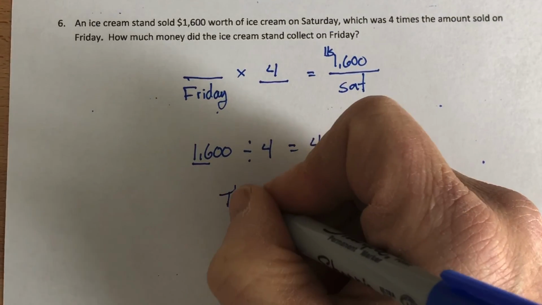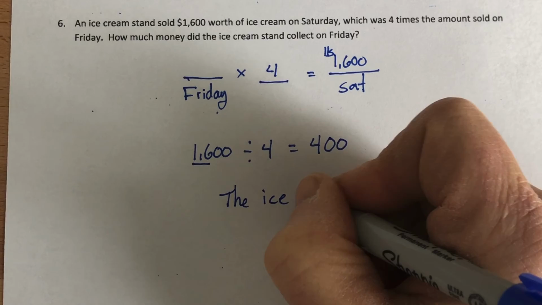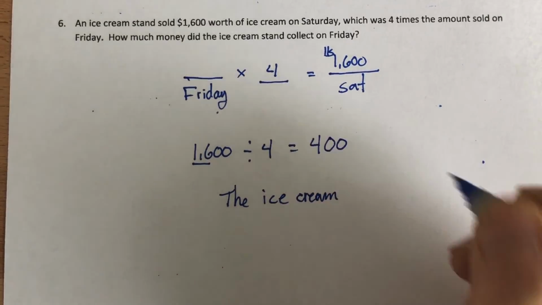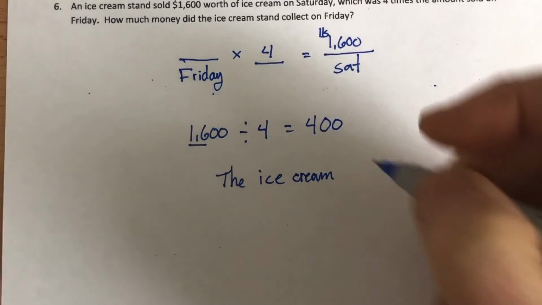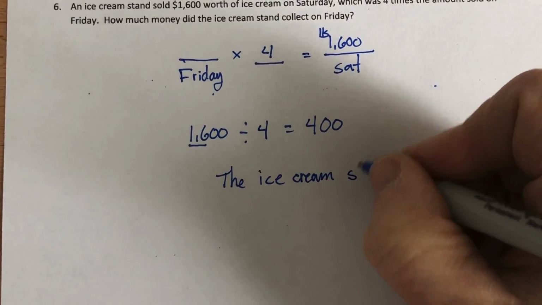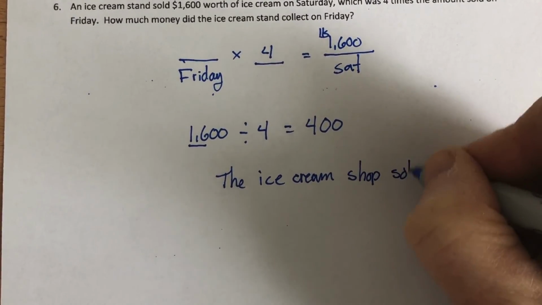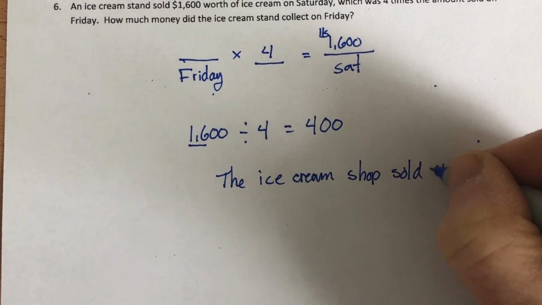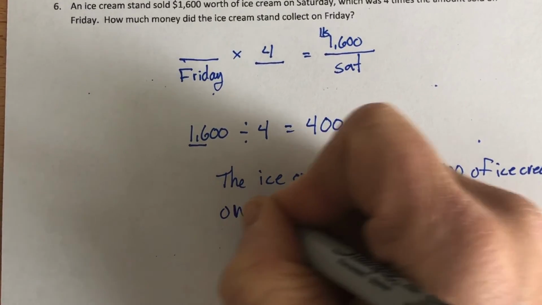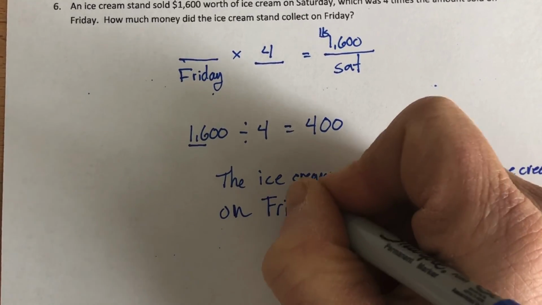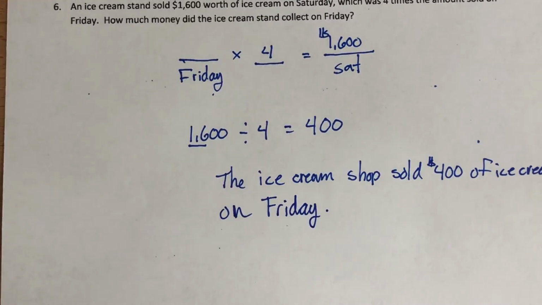So the ice cream shop, here's our ice cream theme continuing with social studies and right into writing and into math class. The ice cream shop sold $400 of ice cream on Friday. And that's that. All right.